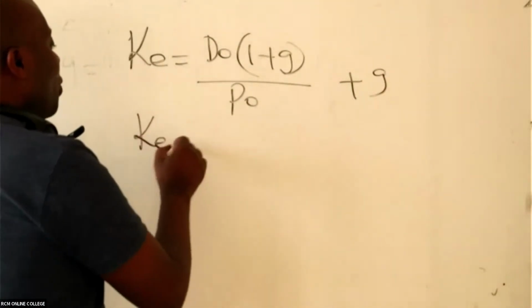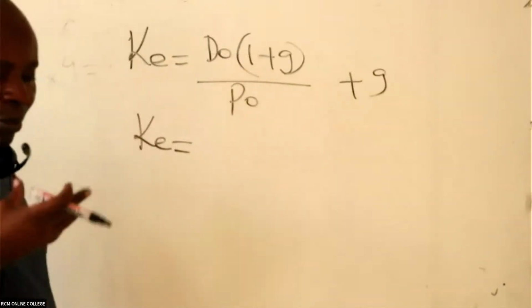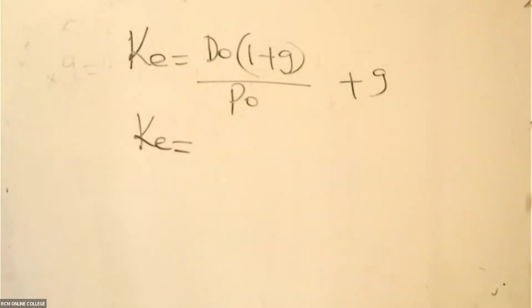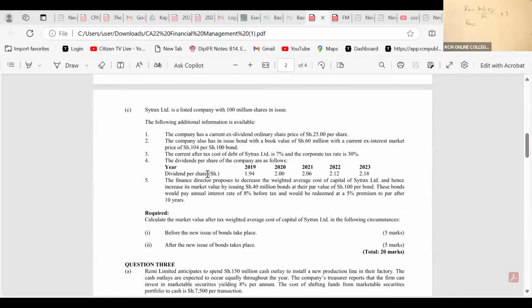D0 means today's most current dividend. We have many dividends here, and the most current one is 2.18. So 2.18 into 1 plus the growth rate we have gotten, all over P0. P0 is the current market price per share, and there's a place where they've given us the current price. The company has a current ex-dividend ordinary share price of 25.